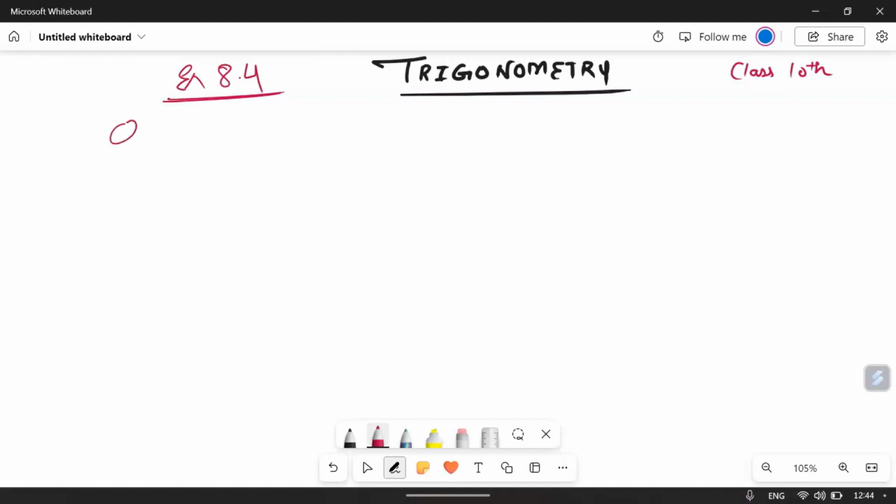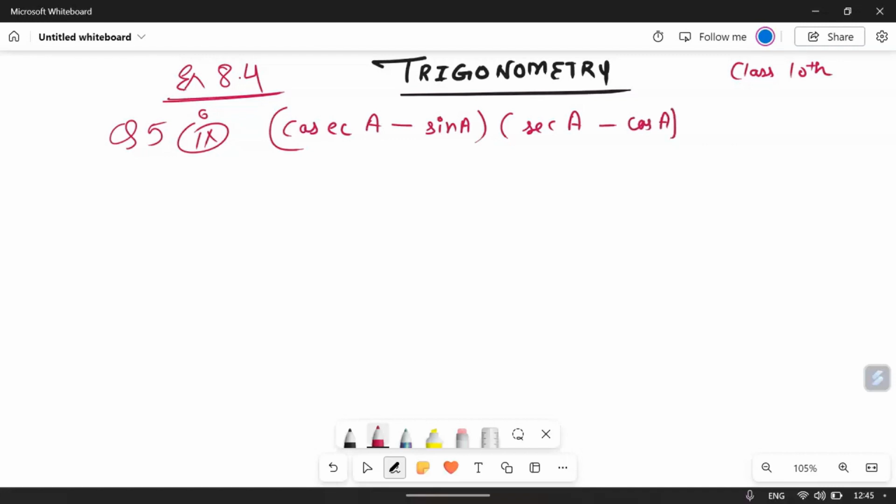And let's start. So question number 5, 9th part. The 9th part is (cosec A minus sin A) multiplied by (sec A minus cos A) is equal to 1 upon (tan A plus cot A). We need to prove it. So first you have to remember those three identities.